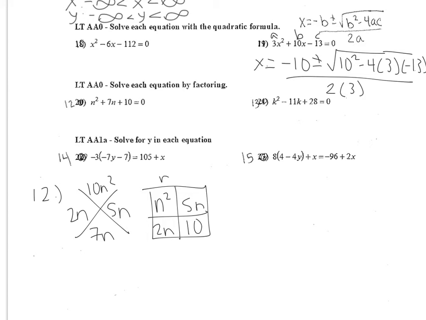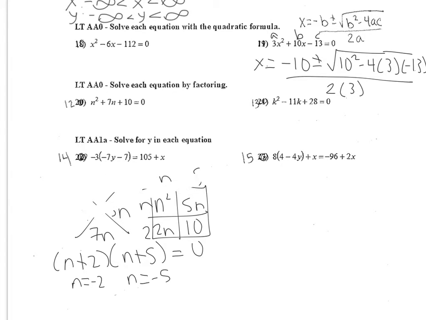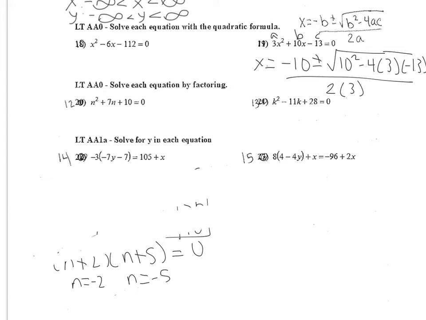And then I just fill in my boxes. Here's where people forget. Don't forget to actually solve for n, or x if that's what it is, and set each part equal to 0. So then n would be negative 2 here, and n would be negative 5. Let me erase this though, so I can do the next problem.